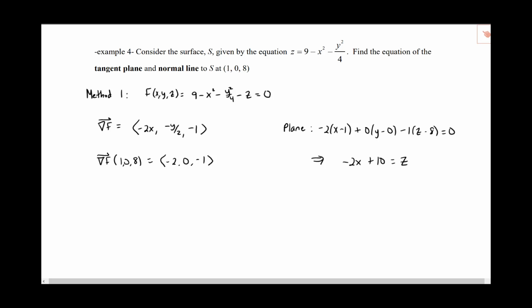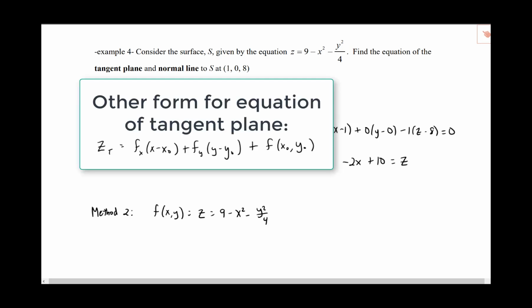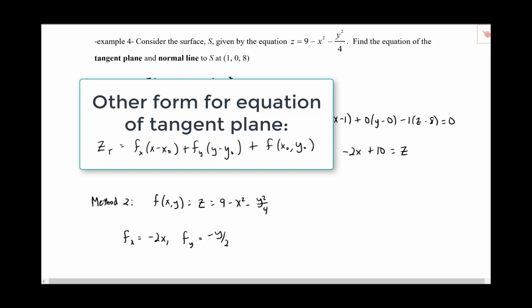Now the other option would have been to leave it in the form z equals. So method 2, leave it in the form z equals and use the second form that I showed you for the equation of the tangent plane. Again, we need to start by obtaining our partials. Our partial of f with respect to x is -2x, and our partial of f with respect to y is -y over 2. Those form the components of a gradient, and we need to evaluate that at the point 1, 0. So the gradient of this little f at the point 1, 0 would be -2, 0.